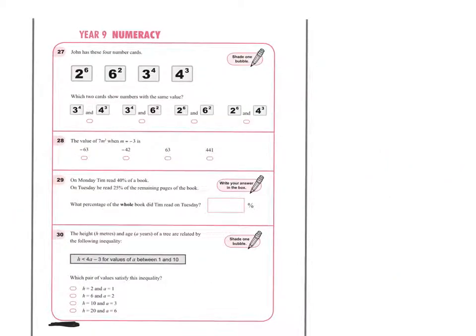Next one. So John has these 4 number cards. Which 2 cards show numbers with the same values? So it would be good to know. Remember, you can't use a calculator.